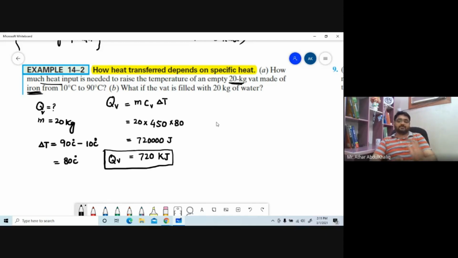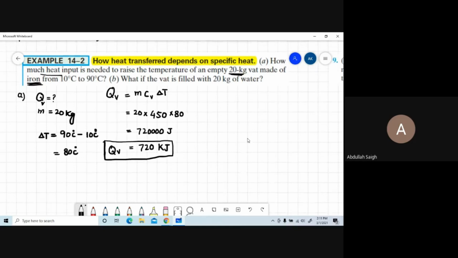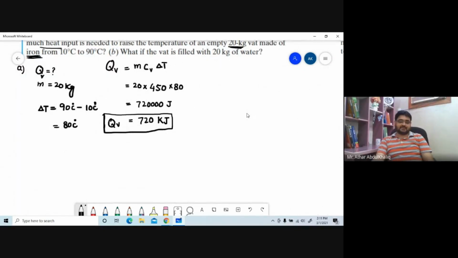Now, in part B, what are they saying? Can you read it, please? In part B, what if the vat is filled with 20 kilogram of water? Okay. Now they are saying the vat has 20 kilogram of water. So mass of the water is the same, 20 kilogram. Increase in temperature is the same, from 10 to 90, it is 80 degrees Celsius. Specific heat of the water is 4186 joule per kilogram per Celsius.